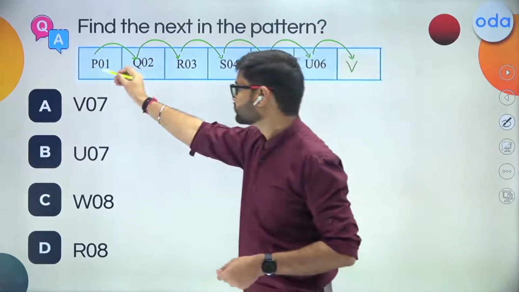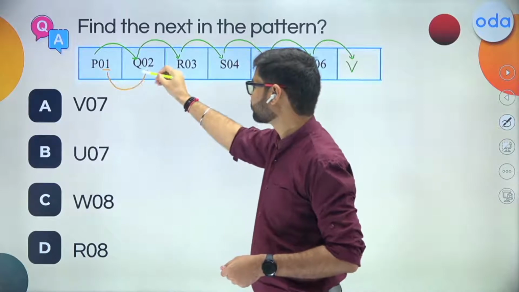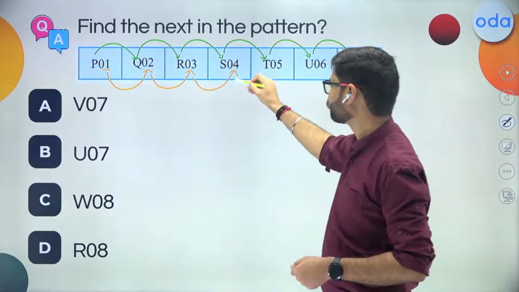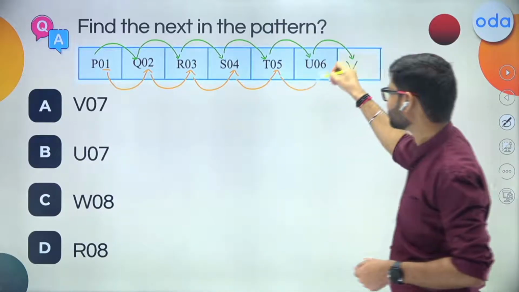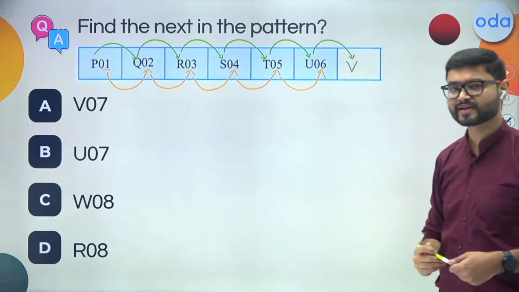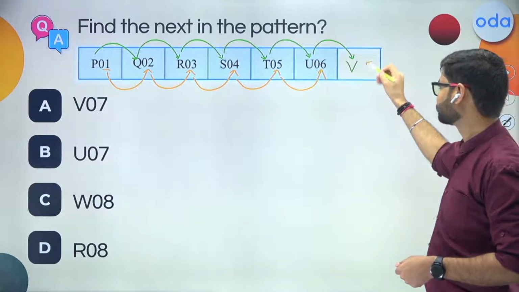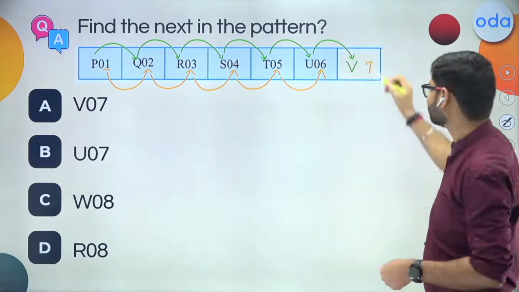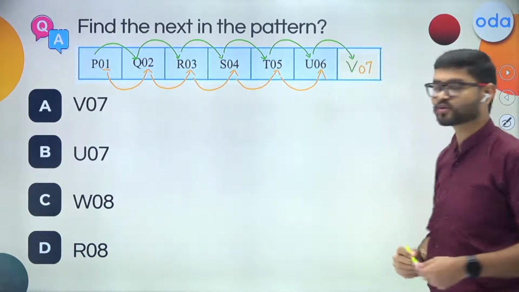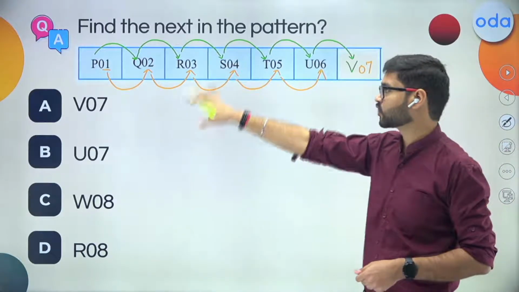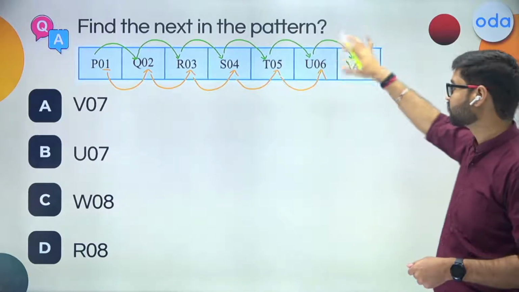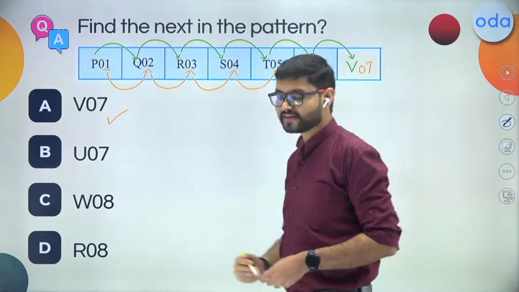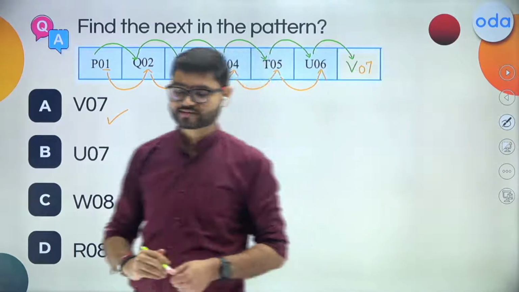So we have 01, then 02, 03, 04, 05, 06. What will come next? 7? No, it will be 07, right? Because we are having 01, 02, 03, 04, 05, 06, the next one will be 07. V07 is the right answer.